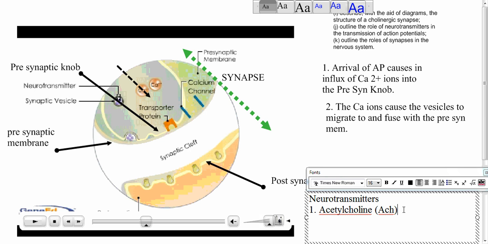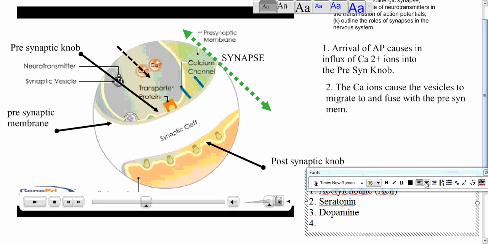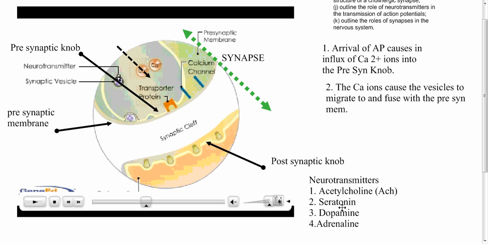And what else do we have? We also have serotonin, another one that you may have heard of. We also have dopamine, and number 4, just sneaking at the bottom of the page there. Just scroll down a little bit. It's adrenaline. Now, again, you will have heard of adrenaline.